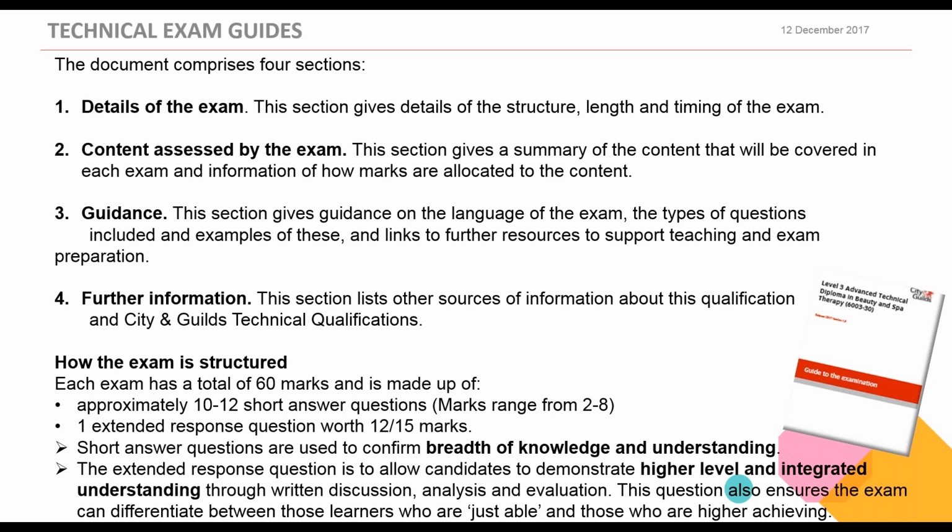In the makeup artistry guide, it tells you the exam will be made up of around 60 questions. Approximately 10 to 12 will be short answer questions, with marks ranging from 2 to 8. And there will be one extended response question, which will be 12 to 15 marks.